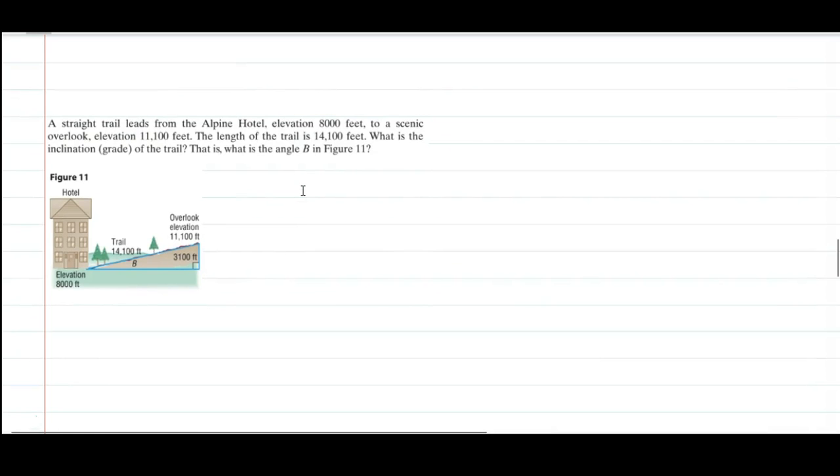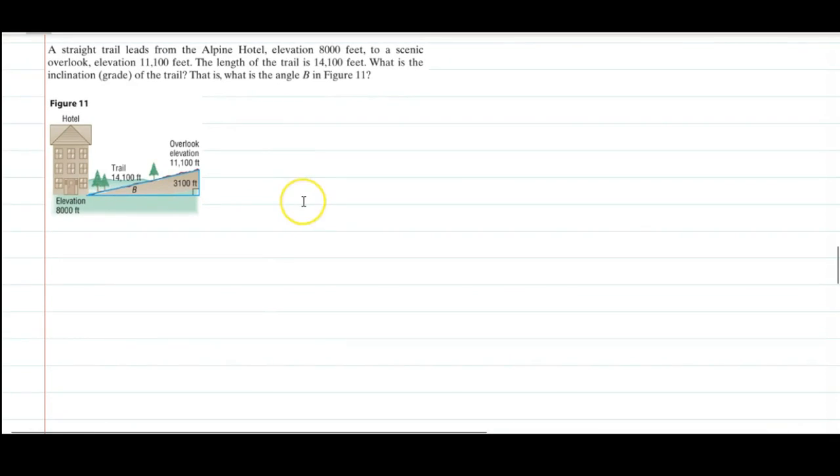Okay. Now, the last part of this lesson, and the most challenging part of the lesson, is your ability to read a word problem and to apply trig to it and then solve it. All right, so let's go ahead and read this problem over here. It says a straight trail leads from the Alpine Hotel, so here is the hotel, elevation 8,000 feet, to a scenic overlook, elevation 11,000 feet. All right. The length of the trail is 14,100 feet, and our job is to find what is the inclination or the grade of the trail.